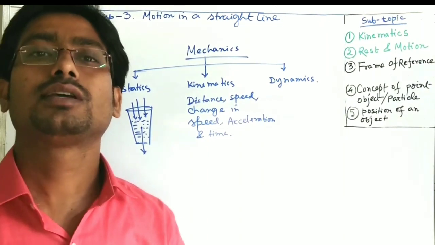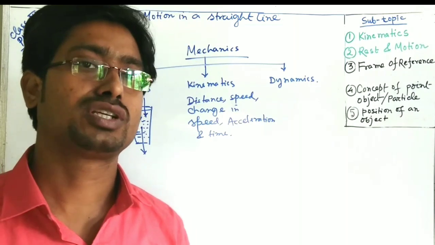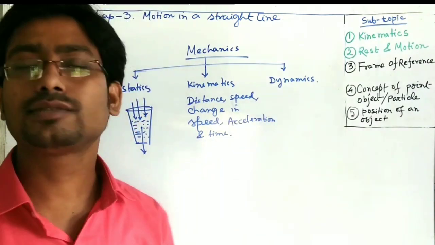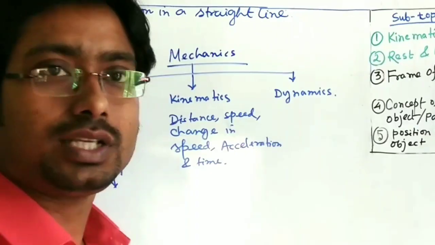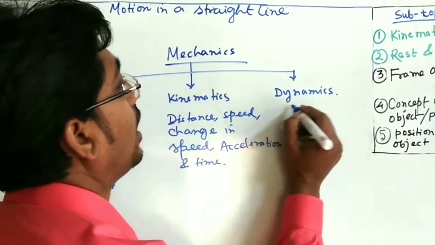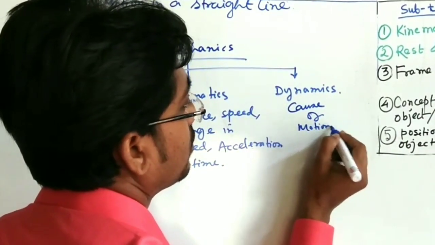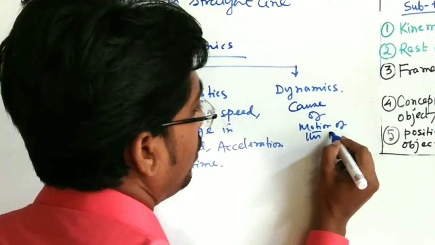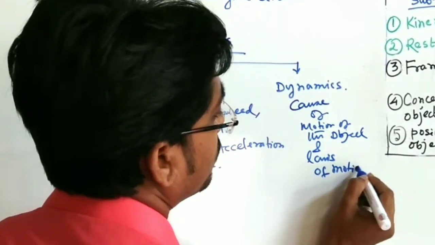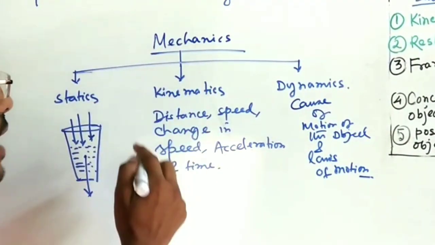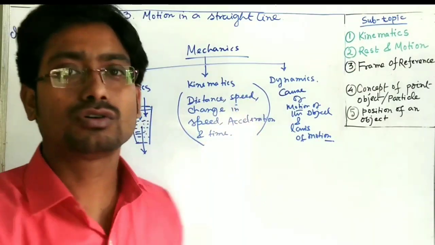Dynamics is a branch of mechanics in which we discuss the cause of motion and also the laws of motion. In this branch of mechanics, forces will be applied. We'll consider the mass as well. So in this branch, we discuss the cause of motion of the object, and laws of motion also. We will emphasize only kinematics, that is distance, speed, change in speed, acceleration, without going deeper into the cause of this motion.